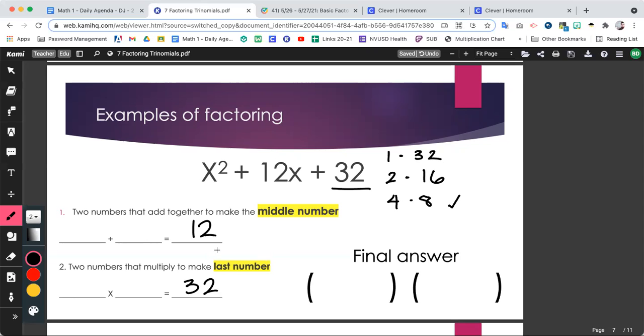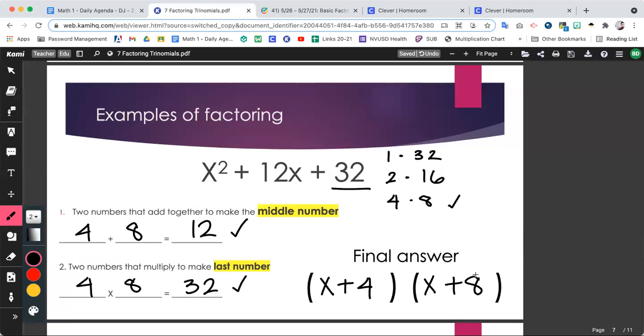Okay, so let's put it in the blanks and see if it works. 4 plus 8, 4 plus 8. Remember, it has to be exactly the same for both of these sentences. Okay, 4 plus 8 is 12. That works. 4 times 8 is 32. That works. So how do I write the answer? X plus 4, x plus 8. Very good.